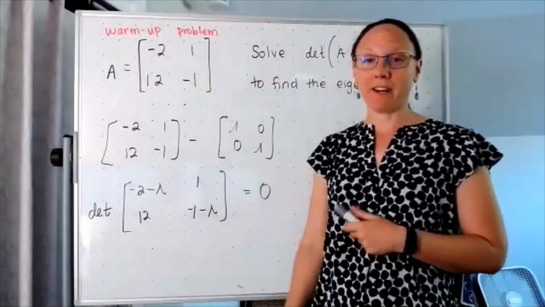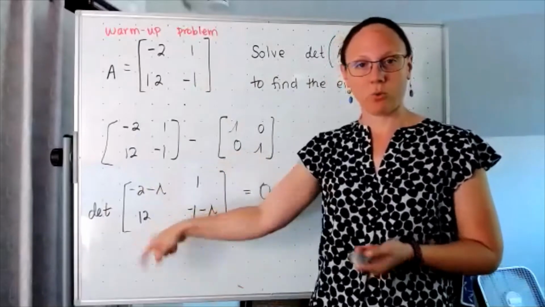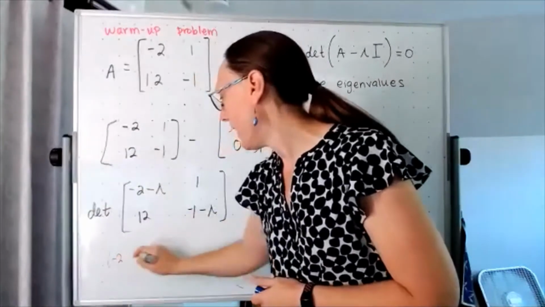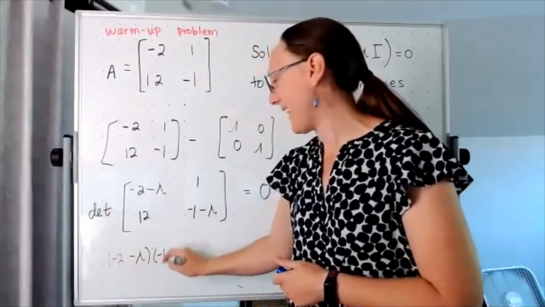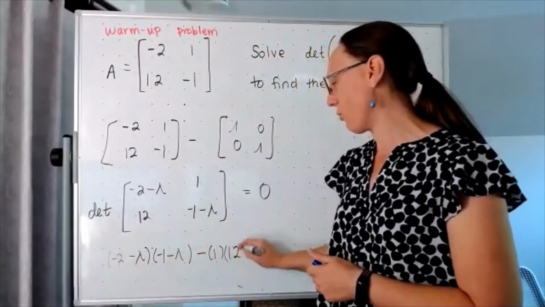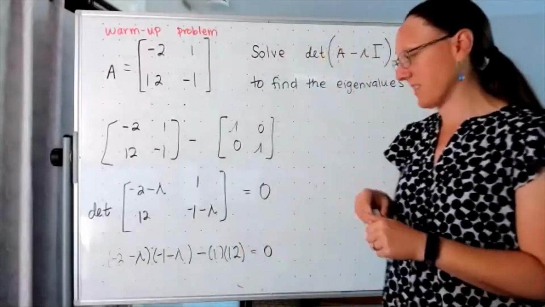Well, to find the determinant of a 2 by 2 matrix, we're going to do whoosh, minus whoosh. So that's (-2 minus lambda) times (-1 minus lambda) minus 1 times 12. And that whole thing is set equal to 0.